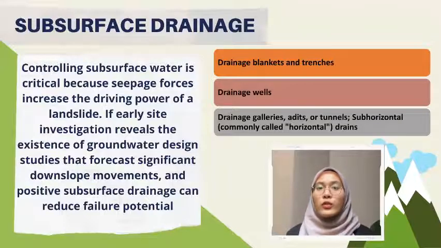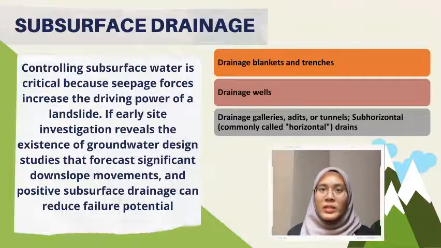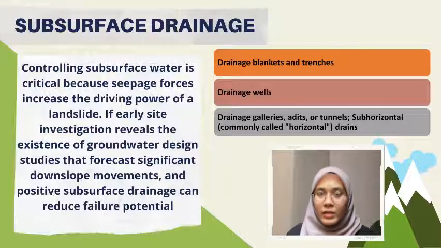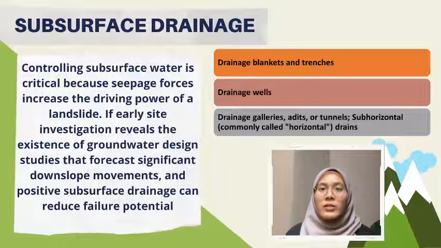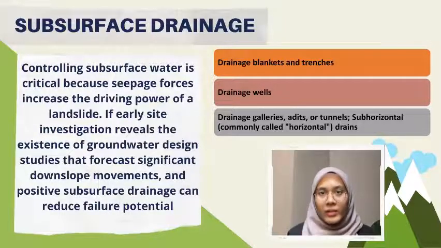Subsurface drainage is used to control the subsurface water when it is critical, because seepage forces increase the driving power of a landslide. If early site investigation reveals the existence of groundwater and design studies show significant downslope movement, positive subsurface drainage can reduce the failure potential. There are 3 steps that can be done: the first one is to apply the drainage blanket and trenches, then drainage wells, and the last one is drainage galleries, adits, or tunnels.